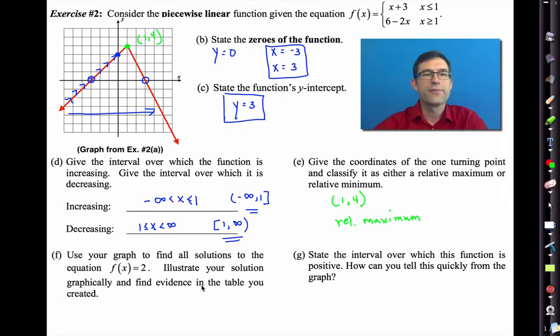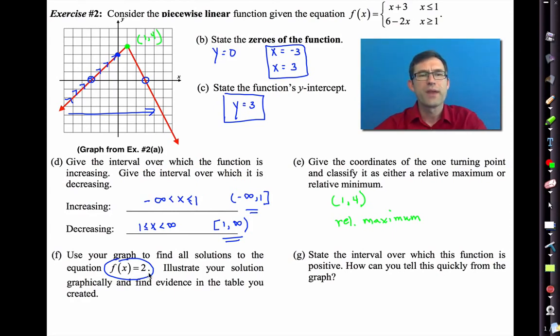All right, letter F. Use your graph to find all solutions to the equation f of x equals 2. Illustrate your solution graphically and find evidence in the table you created, a table which we unfortunately don't have on screen anymore. But you've got the table on your own paper, so hopefully you can look at that, or you can, of course, rewind the video if you need to.